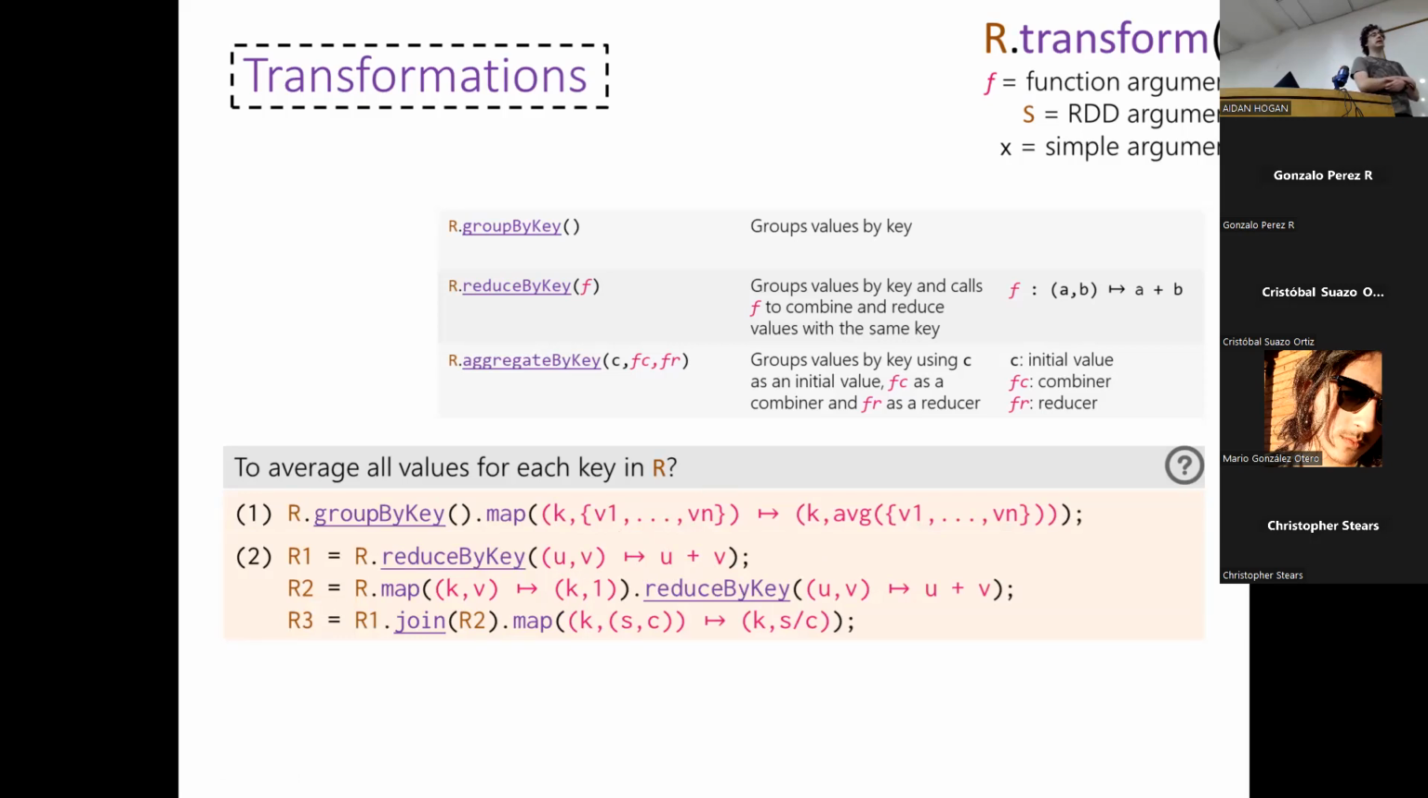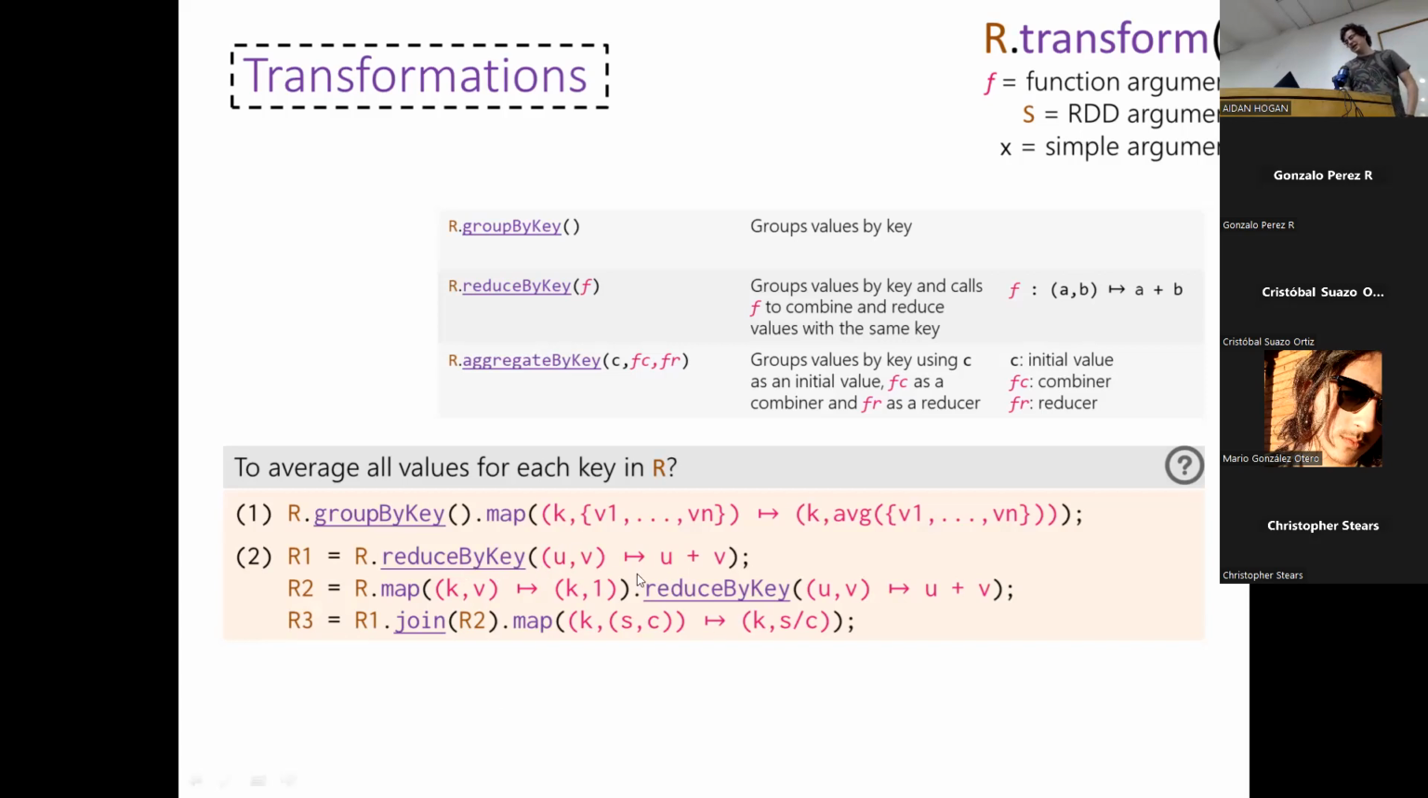So to take the average using reduce by key, we can't do it directly. It's not possible. What we can do is use reduce by key to get the sum. We'll, by another process, get a count. We'll join the sum and the count, and then we'll divide the sum by the count. So this is quite a difficult roundabout way to process this.